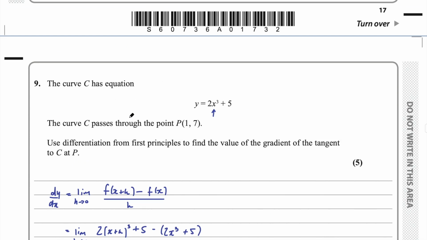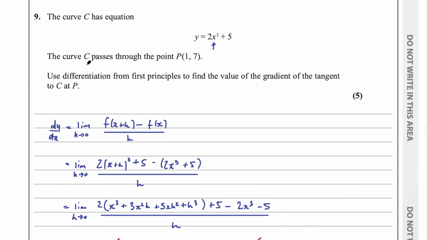And so we have the derivative from first principles, and it was asking us to find the gradient of the tangent at P. So the gradient of the tangent is the derivative. So we can say when x equals 1, that should give us the gradient of the tangent at P. And let's just check 6x squared is correct. If we were to take the derivative of 2x cubed, we'd use the power rule. So we'd bring that 3 down the front, multiply it by 2, we'd get 6, and then we'd subtract 1 from the power. So we should get 6x squared.